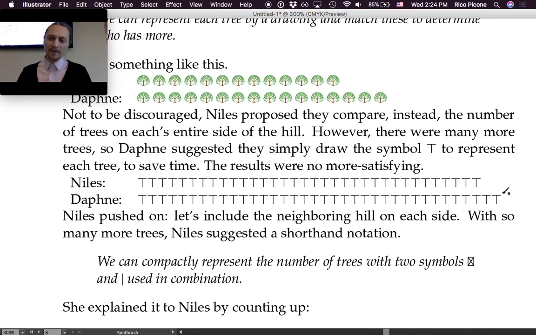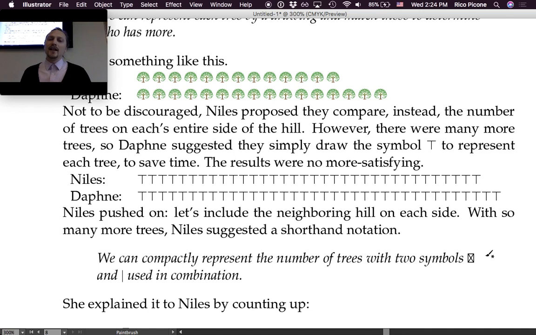Oh no, one of my symbols didn't come through. That sucks. Niles pushed on. Let's include the neighboring hill on each side. With so many more trees, Niles suggested a shorthand notation.